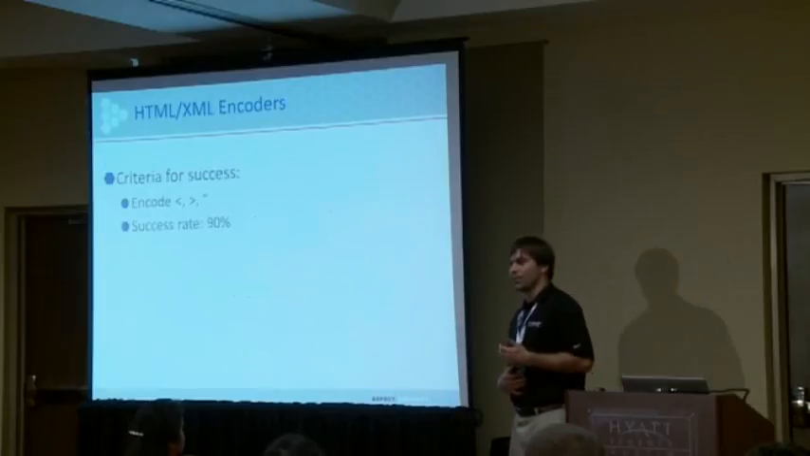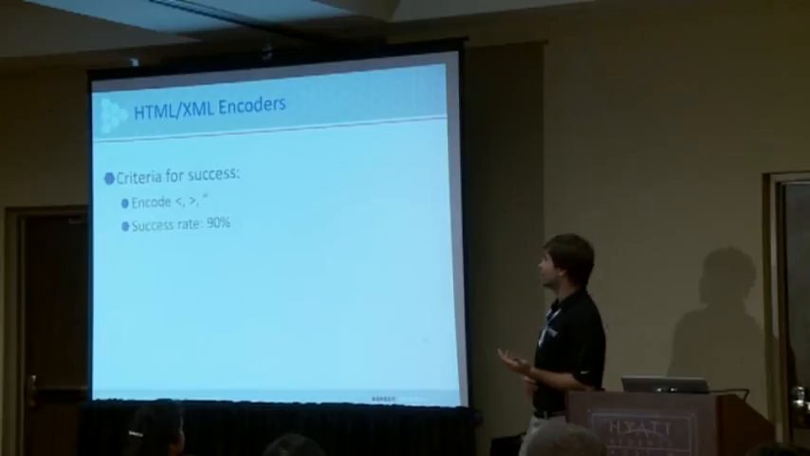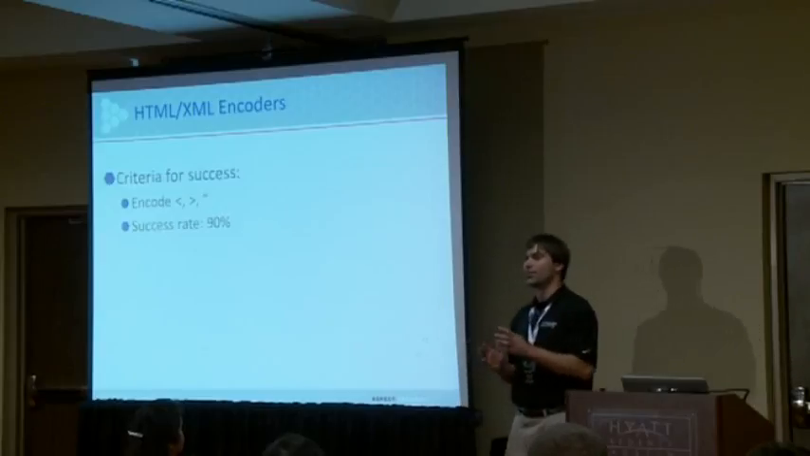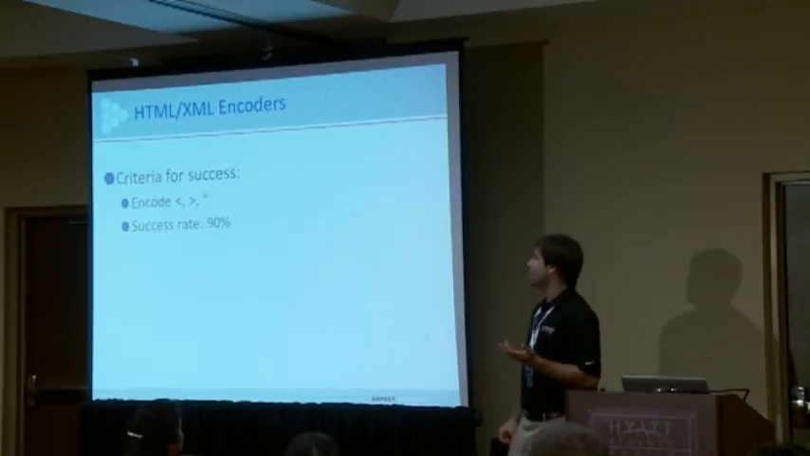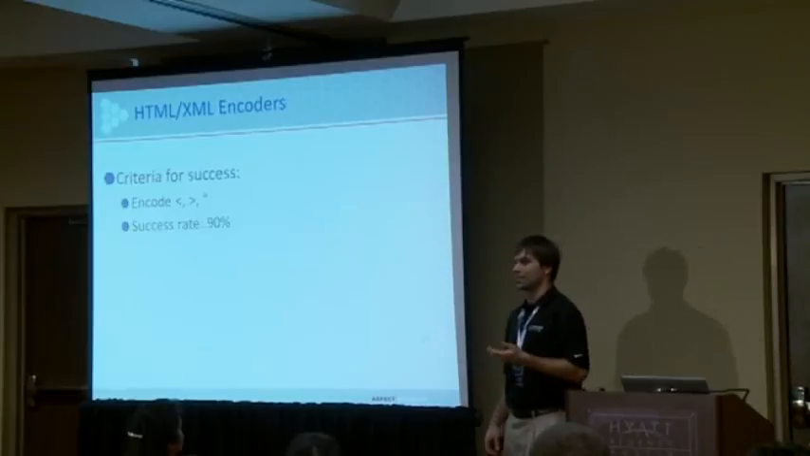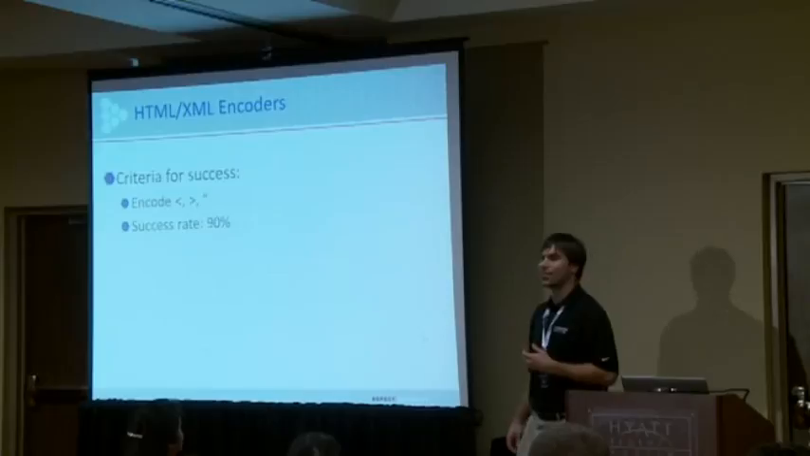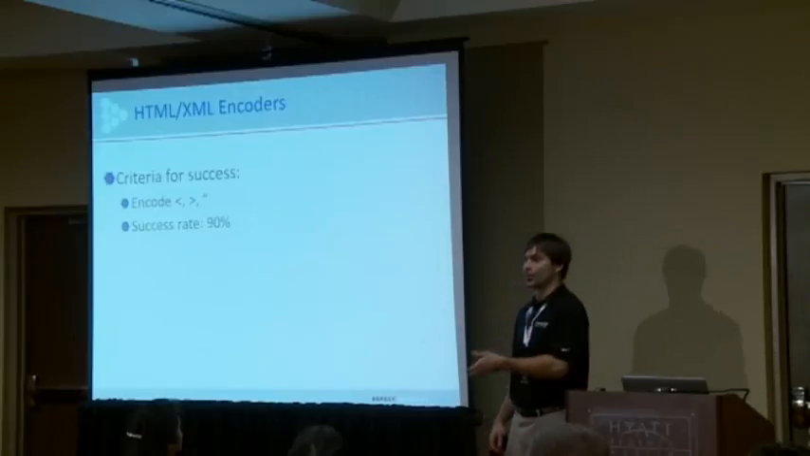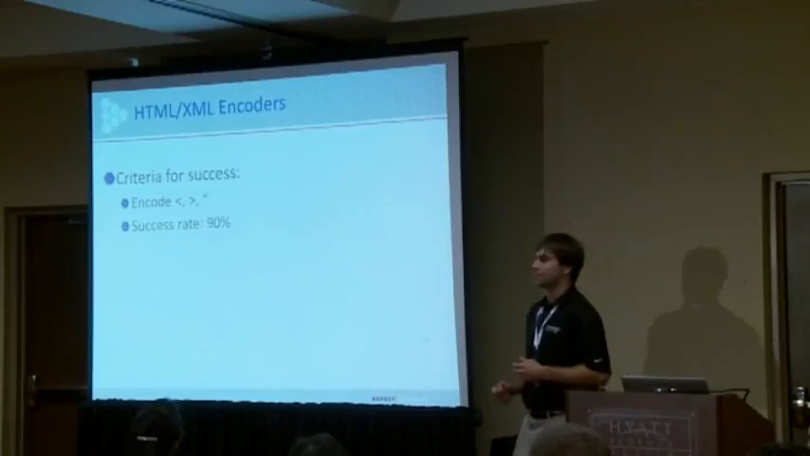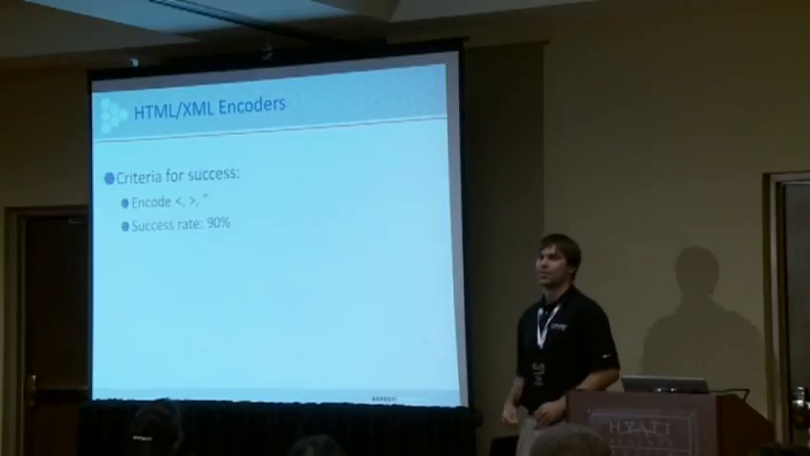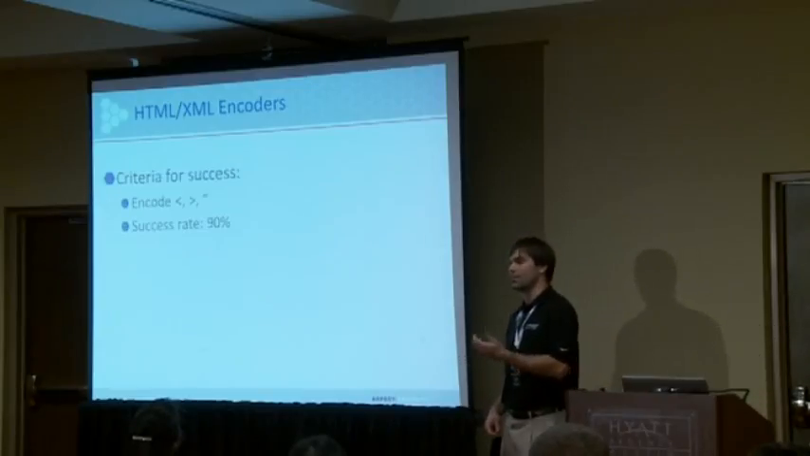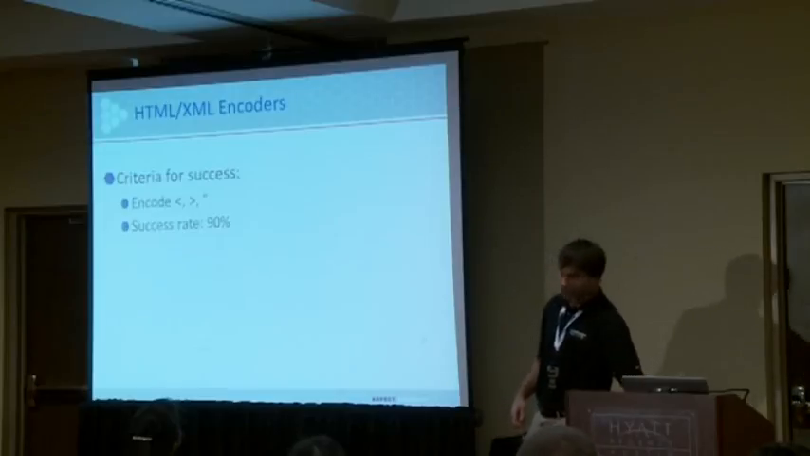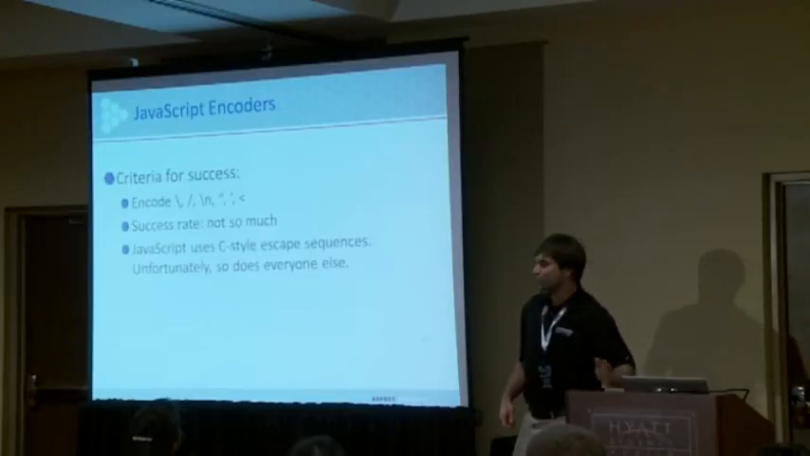We wanted to have some sort of specific criteria for success, for what it would mean for something to be a complete encoder of a certain type. So for HTML and XML, we said if it encodes less than signs, greater than signs, and quotation marks, that's a complete encoder, and we're going to count that. And for those, the success rate was very high. It was over 90% of the ones that we found to be encoders, the 80-plus range. JavaScript, not so much.